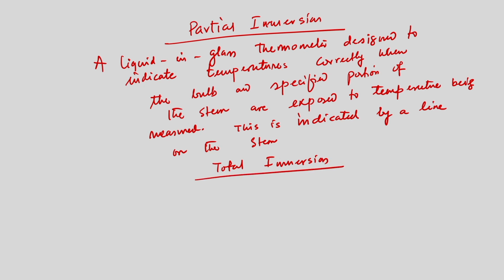So, then we can see this is total, that means a liquid, this is also a liquid in glass thermometer, total immersion type, which is designed to indicate temperature correctly, of course, because our objective is to measure temperature correctly using this thermometer. So, when we are defining different types of thermometer, we have to say that this is also a liquid in glass thermometer which is designed to measure temperature correctly when just that portion of the thermometer containing liquid is exposed to the temperature being measured.